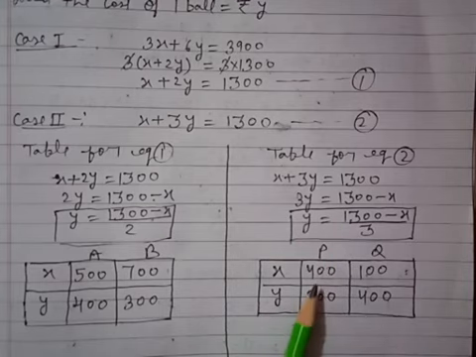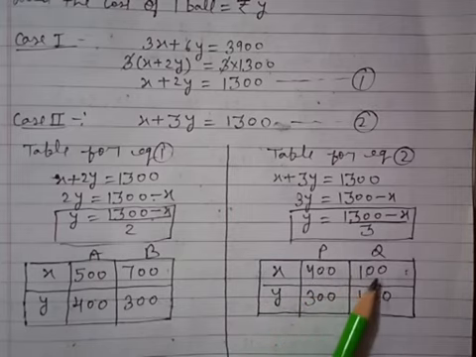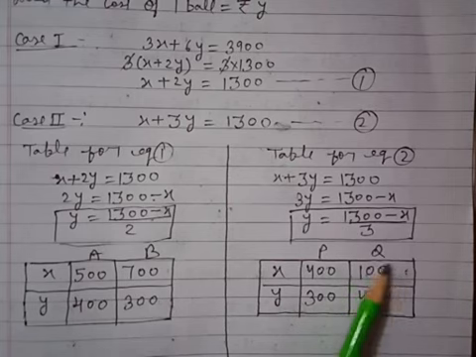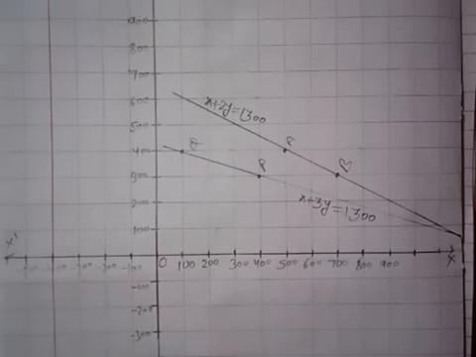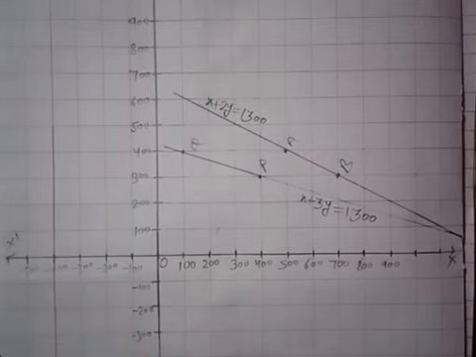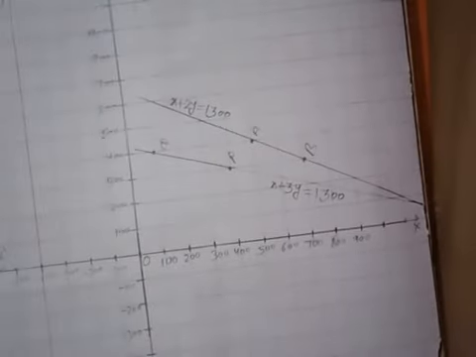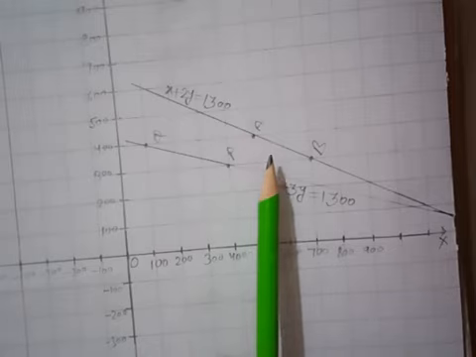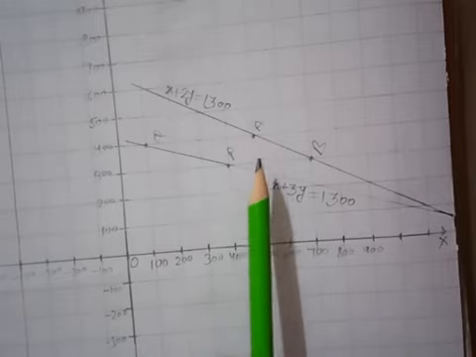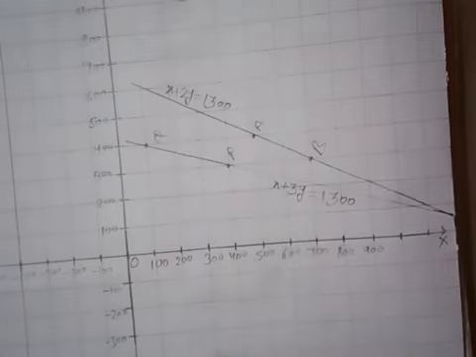For the table of equation 2 we are getting the points 400, 300, say this point P, and 100, 400, say this point Q. It will help us in the graphical representation. Now see these points. For equation 1 we are having points A and B. A was 500 and 400.